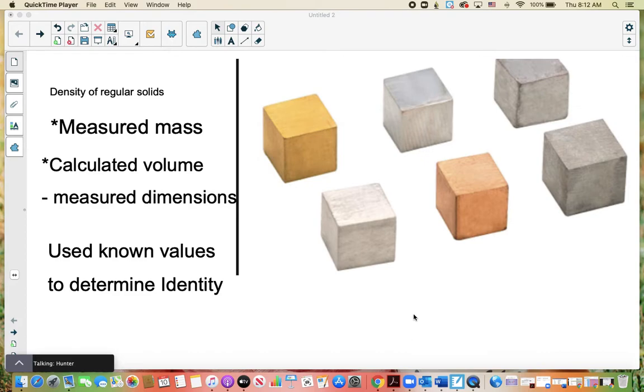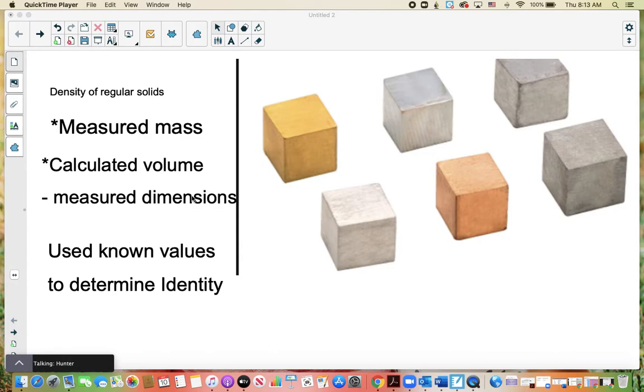Remember, we use these cubes to determine density. We measured the mass by placing these on a balance, and then we measured the dimensions. We measured length, width, and height of all of these, and we calculated volume based on that. We also did some cylinders with pi r squared h. So once we found densities, we then used a table of known values to determine the identity of that solid. So that was our density of regular solids.